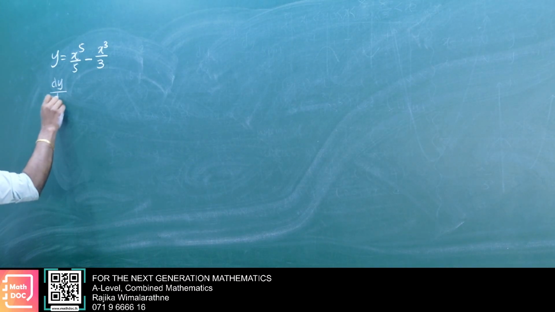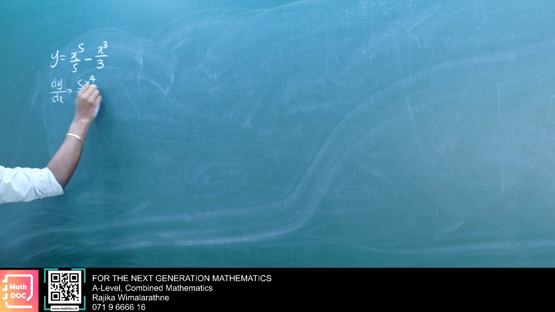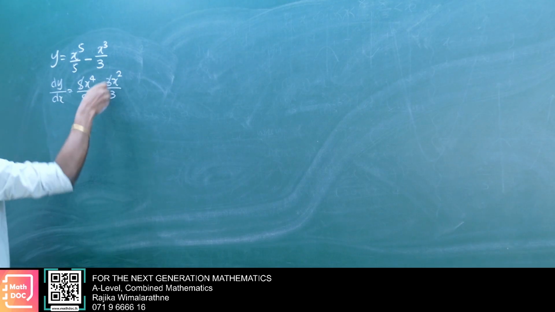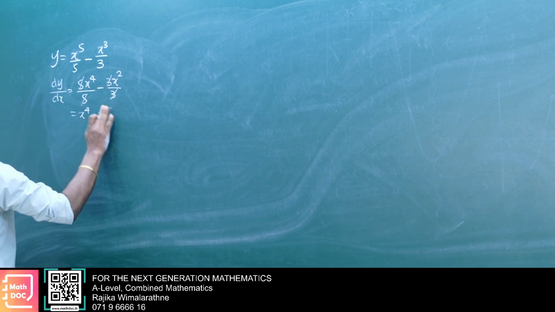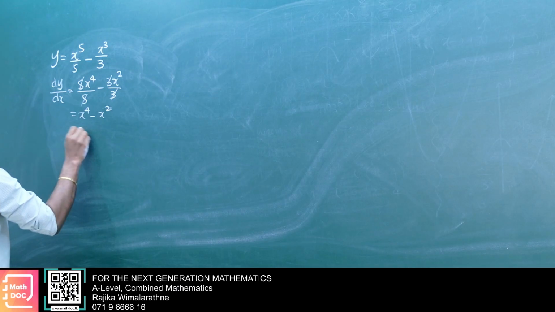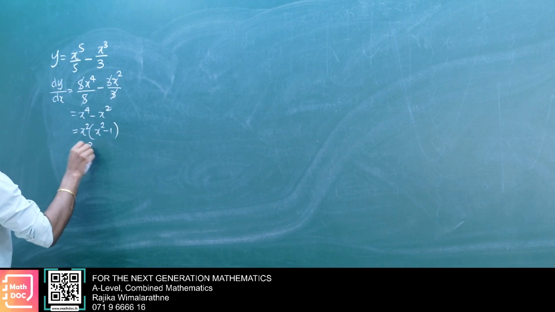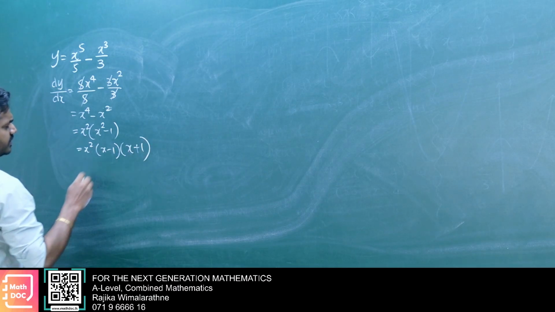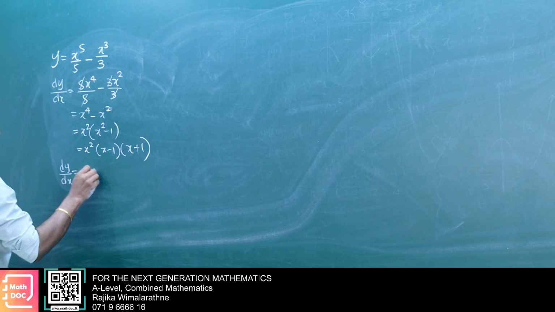dy by dx equals 5x to the power 4 over 5 minus 3x squared over 3, which is x to the power 4 minus x squared. Take x squared outside and factorize further. We need this, then solve dy over dx equals 0.